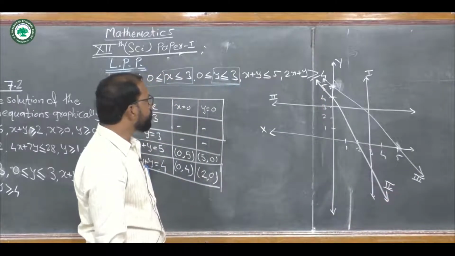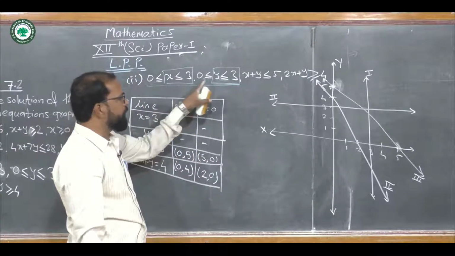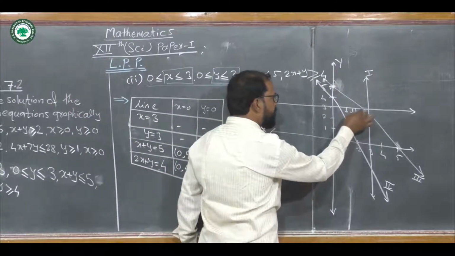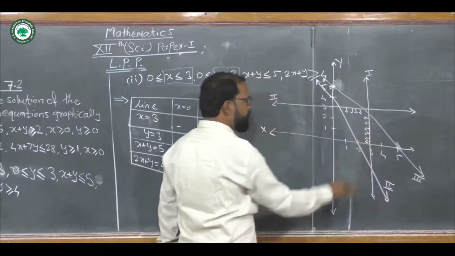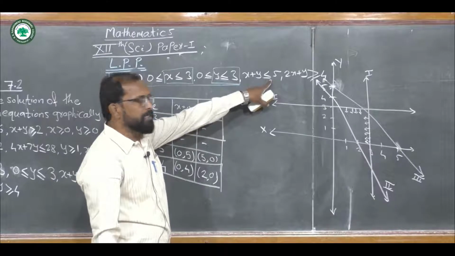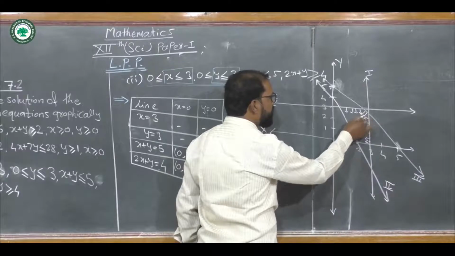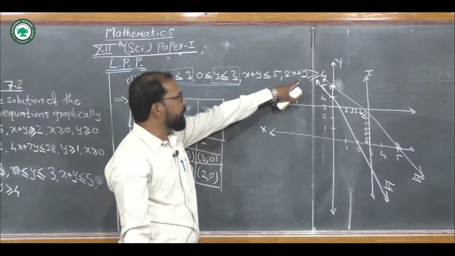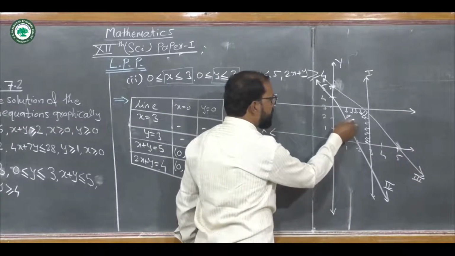Now we have to find the common region. For x less than or equal to 3 and y less than or equal to 3, the region is below y equals 3 and to the left of x equals 3. For the third, x plus y less than or equal to 5, the region is below the third line. And the fourth, 2x plus y greater than or equal to 4, is above the fourth line, so this is the region.